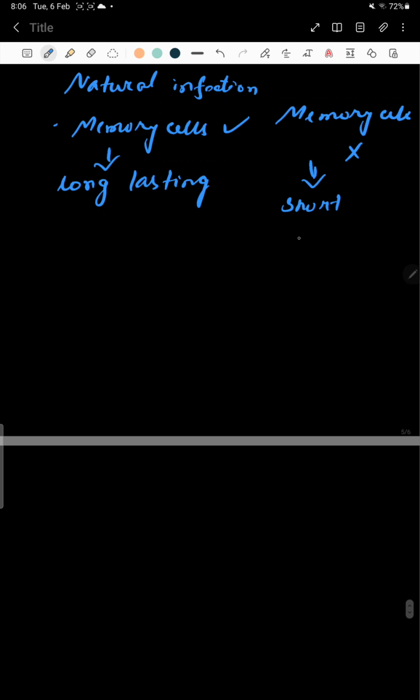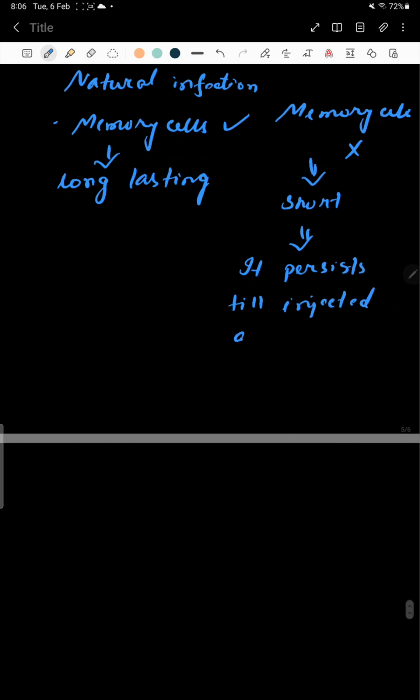It means it's going to persist till the injected antibodies remain in our body.